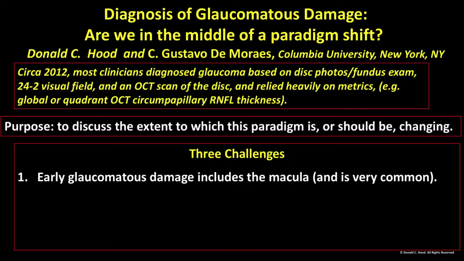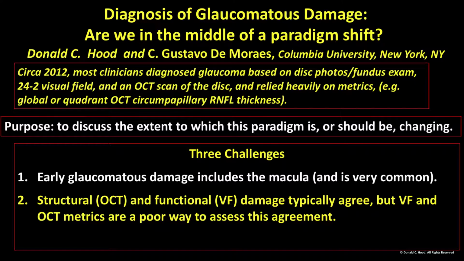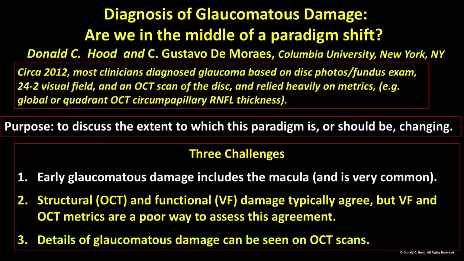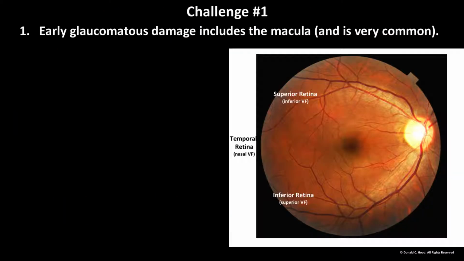The first is that early glaucomatous damage includes the macula and is very common. The second, which we'll do in detail later in the lecture, says that typically structure and function agree, but you can't use metrics, or you shouldn't use metrics, to assess this agreement. And then the third has to do with the details that can be seen on OCT. So let's just take the first. Early glaucomatous damage includes the macula and is very common.